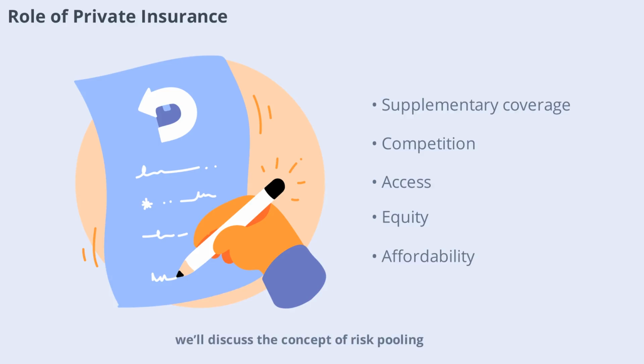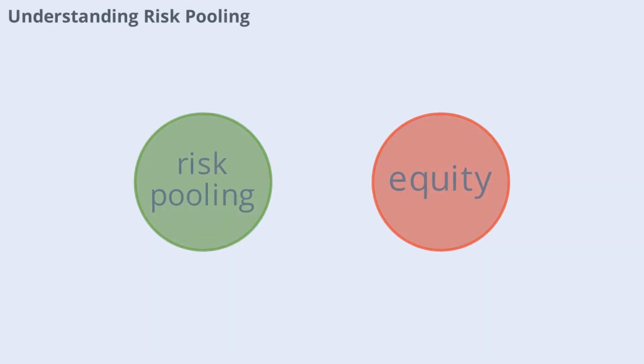Next, we'll discuss the concept of risk pooling. Risk pooling is a key principle in healthcare financing. It involves spreading the financial risk of illness across a large group of people so that no individual bears the full cost of care. This is achieved through insurance or tax-based systems. Effective risk pooling protects individuals from catastrophic health expenses and promotes equity. Out-of-pocket systems lack risk pooling, leading to greater financial vulnerability.